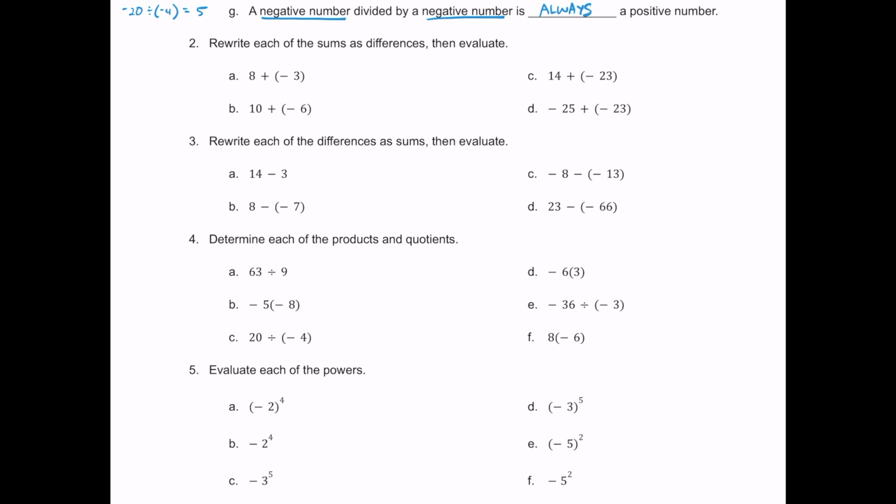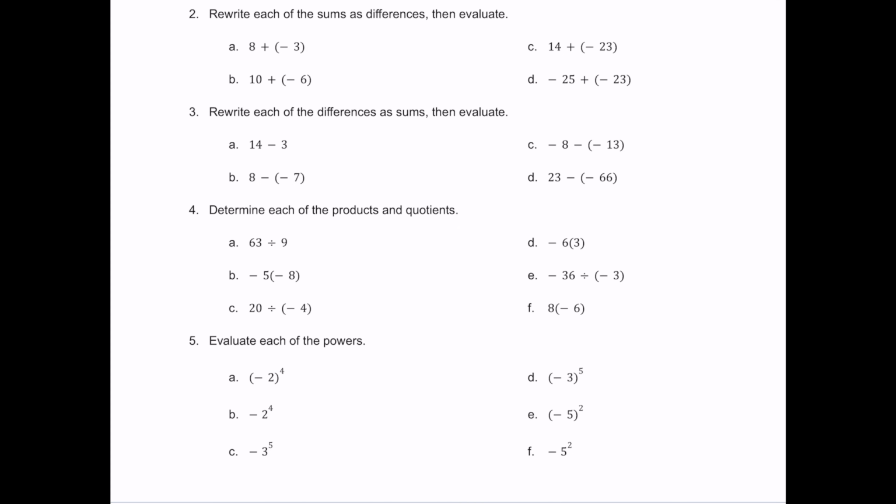All right, moving down to number 2. The directions here say rewrite each of the sums as differences and then evaluate. So notice how all of these problems have an addition sign, and so that's why these are sums, and the directions say to rewrite them as differences. So that means we need to keep, change, and flip, or add the opposite.